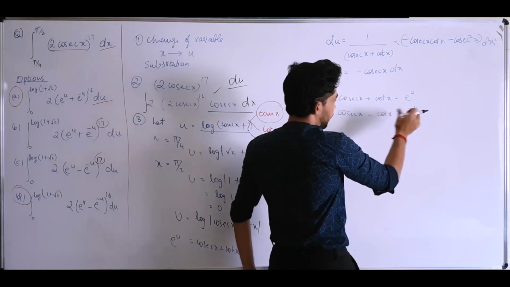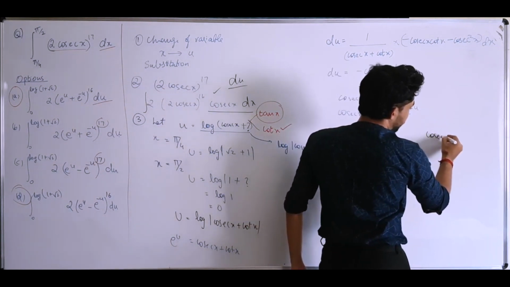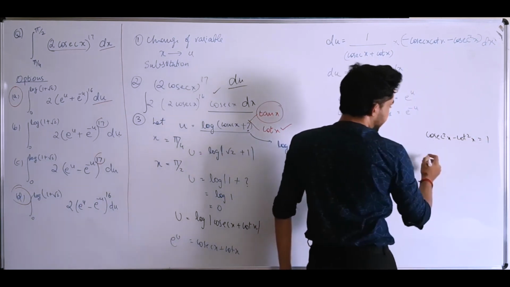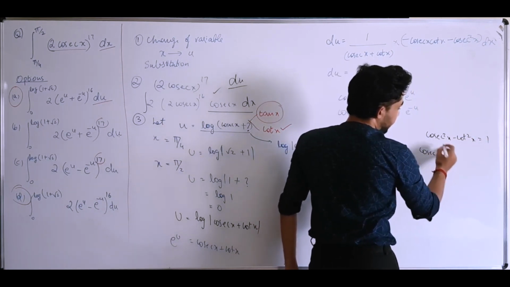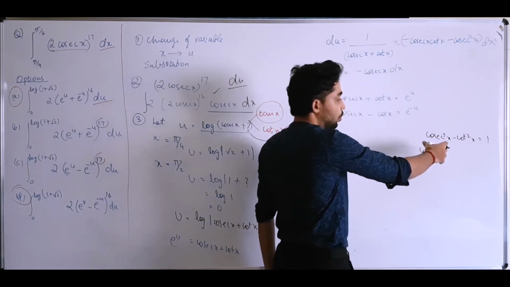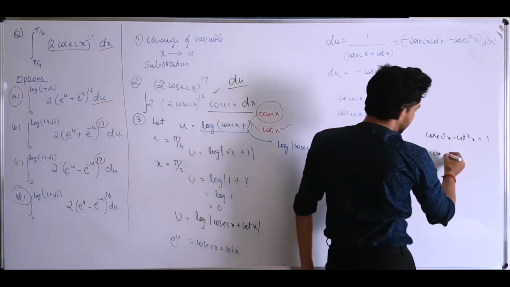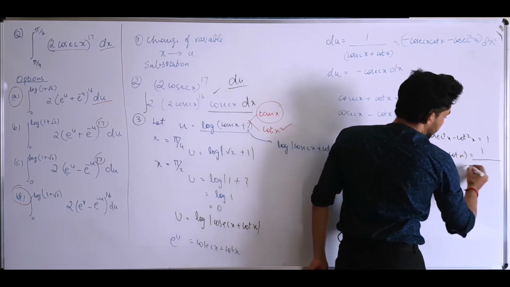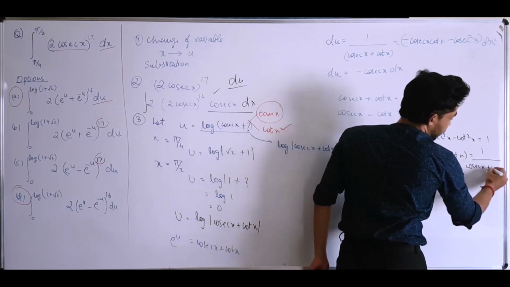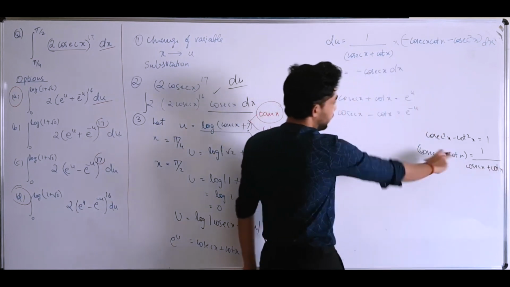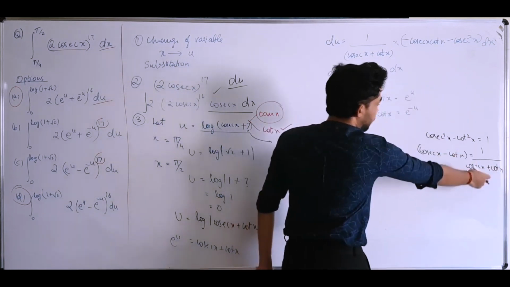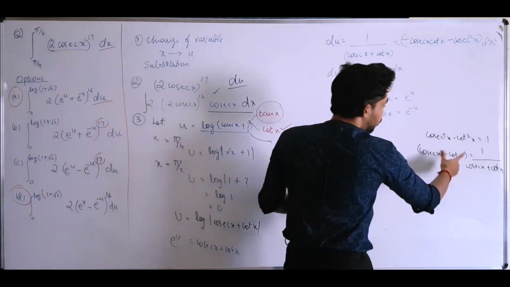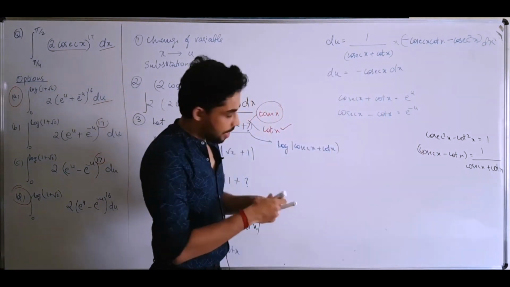We know cosec square x minus cot square x is 1, right? Which means I can write this as cosec x plus cot x into cosec x minus cot x. So that means cosec x minus cot x is going to be 1 by cosec x plus cot x, and you know cosec x plus cot x is e raised to u, so 1 by e raised to u will be e raised to minus u. That means cosec x minus cot x is e raised to minus u.